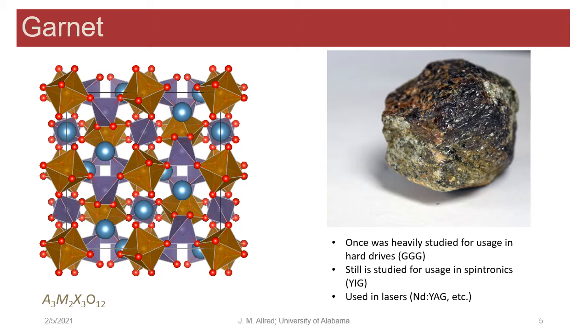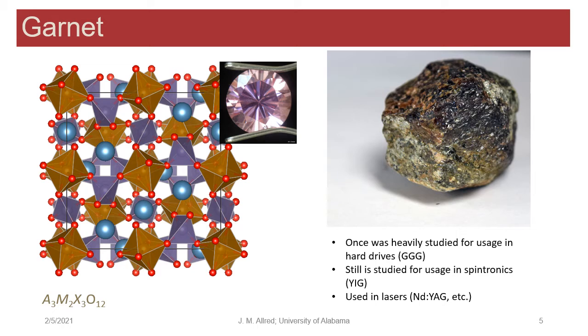It's because it's also cubic, and it has nice minerals too, and you can get gems out of it. It's also got a more complicated structure, even though it's cubic, than perovskite does. And it used to get studied quite a bit, still is. It used to be looked at for magnetic storage, like gadolinium gallium garnet. It's still looked into for maybe possible applications of spintronics.